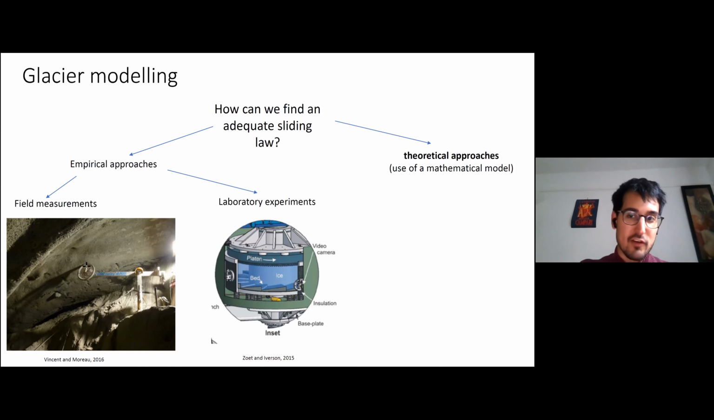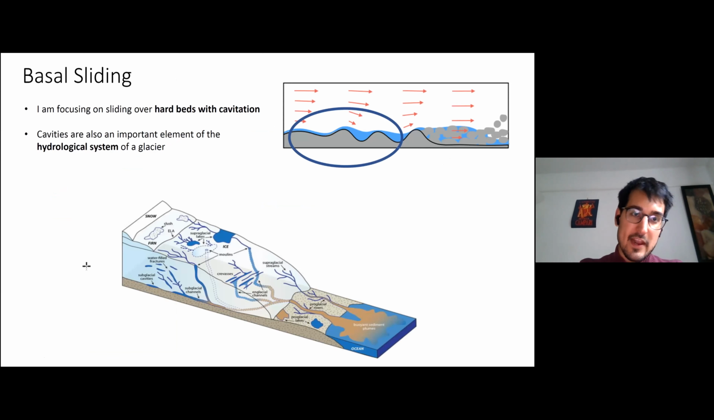But anyways, I'm working on purely theoretical approaches, and that means I'm using mathematical models. And in particular, I'm focusing on sliding over hard beds with cavitation. So again, the image I showed before of the different mechanisms that can cause glacial sliding, I focus on the regime on the left, where we assume the bedrock is a solid, undeformable body. And this process called cavitation occurs. So cavitation is the detachment of the ice from the bedrock.